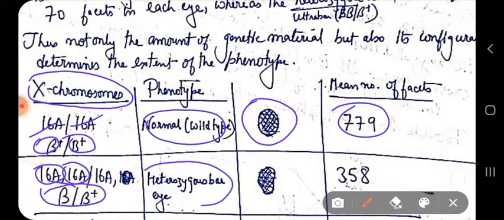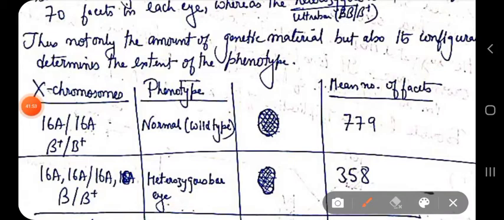So you can see heterozygous bar eye has been shown. That simply means that one of the chromosomes has this 16A region repeated 2 times. As a result of unequal crossing over, duplication has occurred. On the other chromosome, only one 16A region is present. So one chromosome has been duplicated, that leads to heterozygous bar eye. And simply due to the presence of this extra 16A region, the number of eye facets is so much reduced, 358. So overexpression of the gene is dangerous.